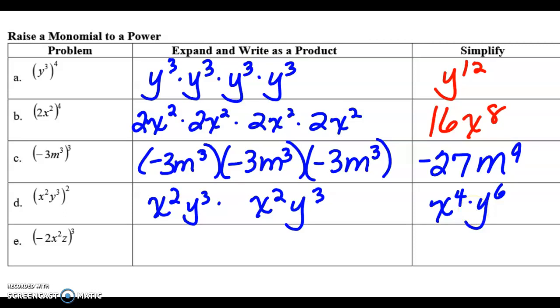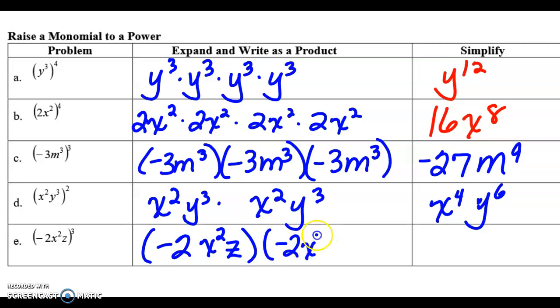And the last problem here, I have a negative, so I definitely want to think about raising that to an odd power. Would be a negative result. Whoops, that's a square. So negative 2 times negative 2 is positive 4, times negative 2 is negative 8.